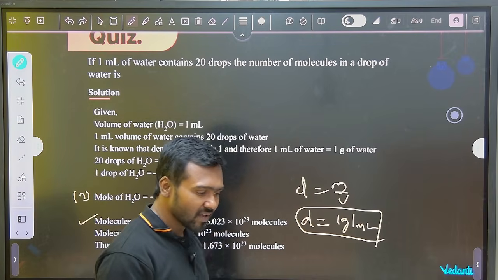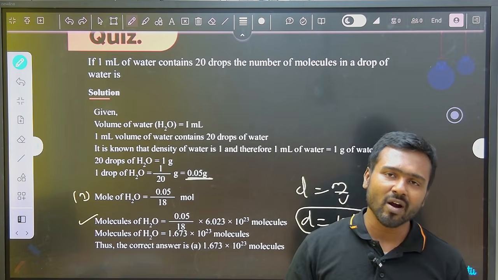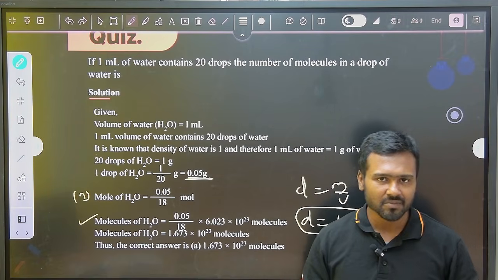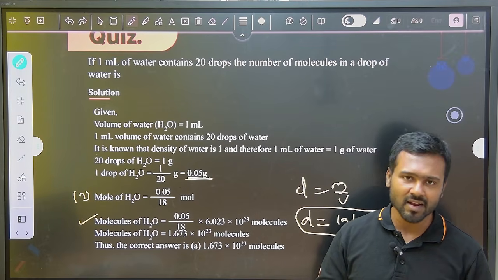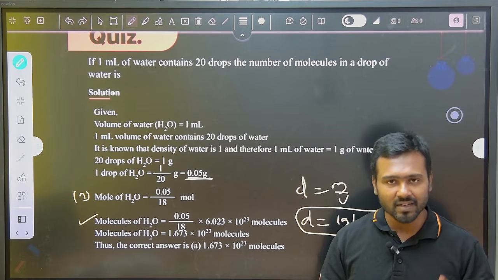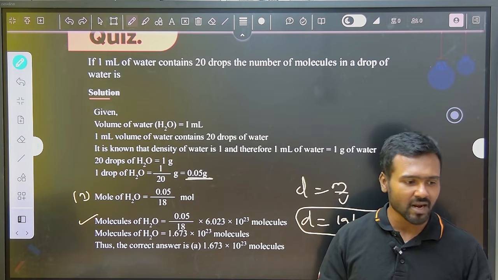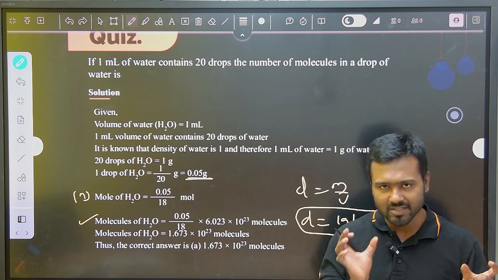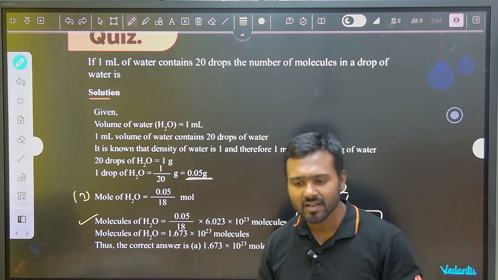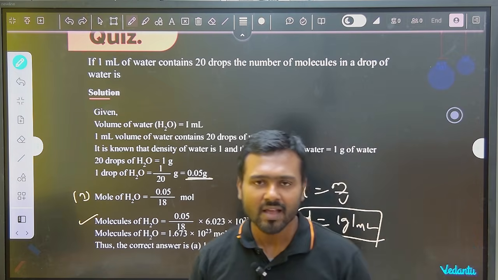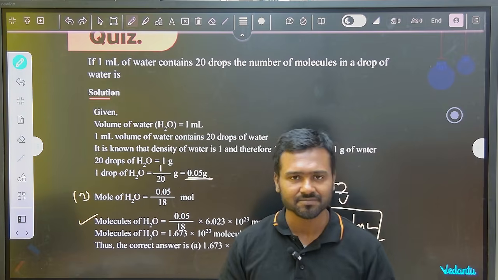So here, the 1 ml we are considering as 1 gram because the water density is 1 gram per ml. So you have to take 1 ml as 1 gram, and in that 1 gram there are 20 drops. So you have to find how much 1 drop weighs. 20 drops weigh 1 gram, then how much does 1 drop weigh? If you find that weight, it equals some number of moles. And once you find the number of moles, then you can find how many molecules are present.